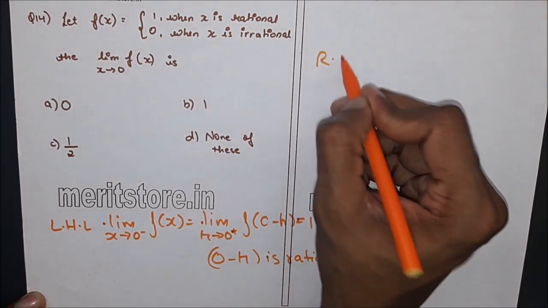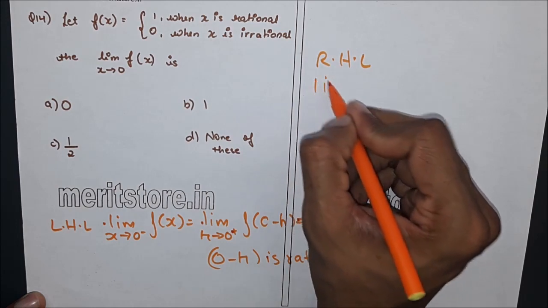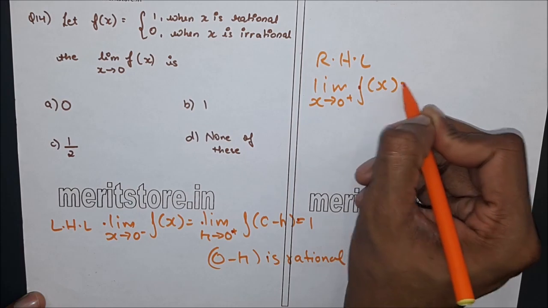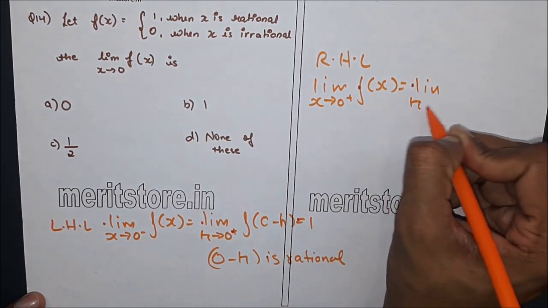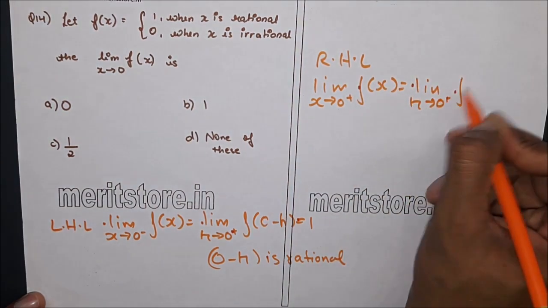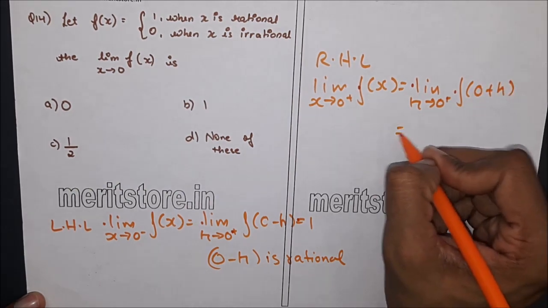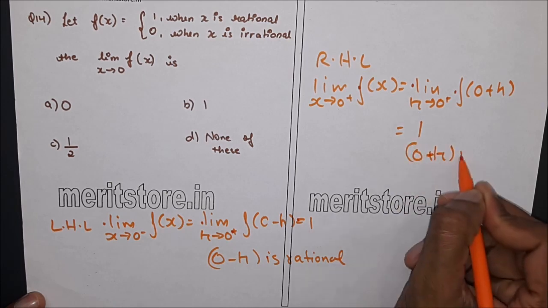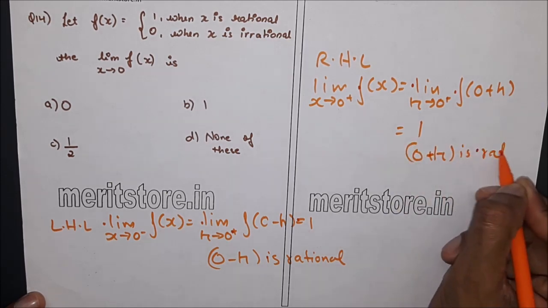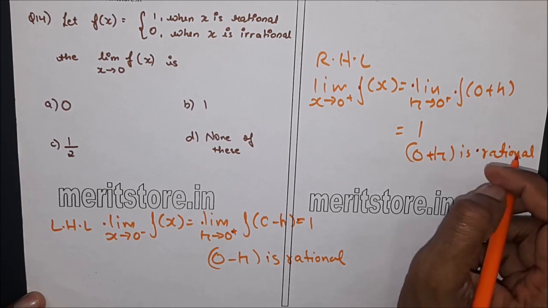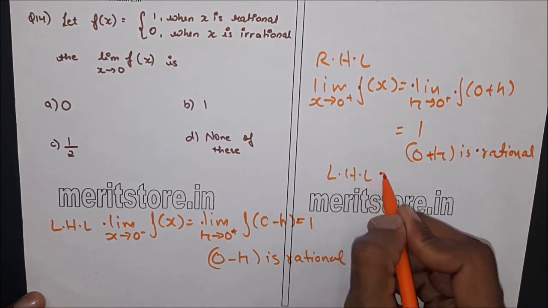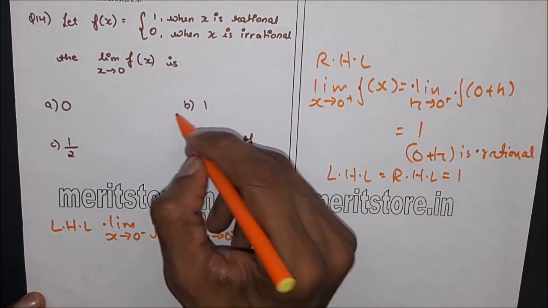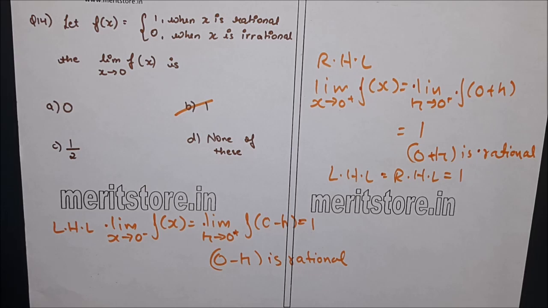Same for RHL, the limit as x approaches 0 from the right hand side of f(x) is equal to the limit as h approaches 0 of f(0 + h), that is equal to 1, where 0 + h is rational. Hence LHL equals RHL equals 1, which is our option B. Therefore, option B is the correct answer.